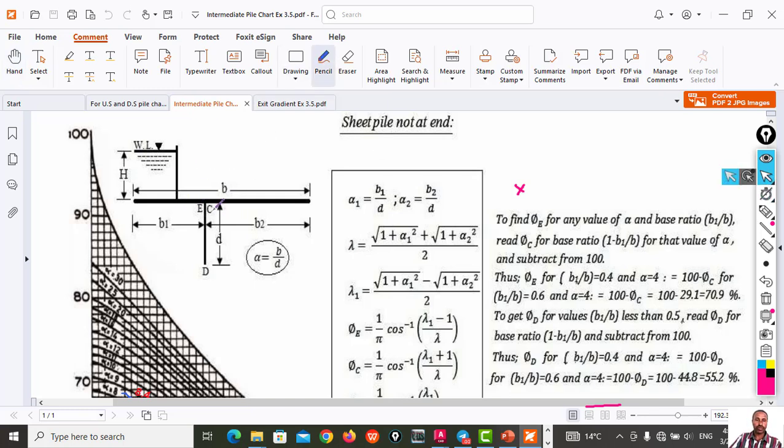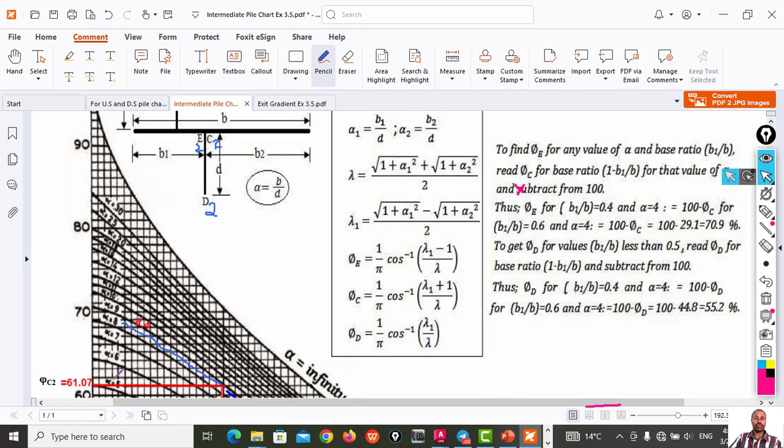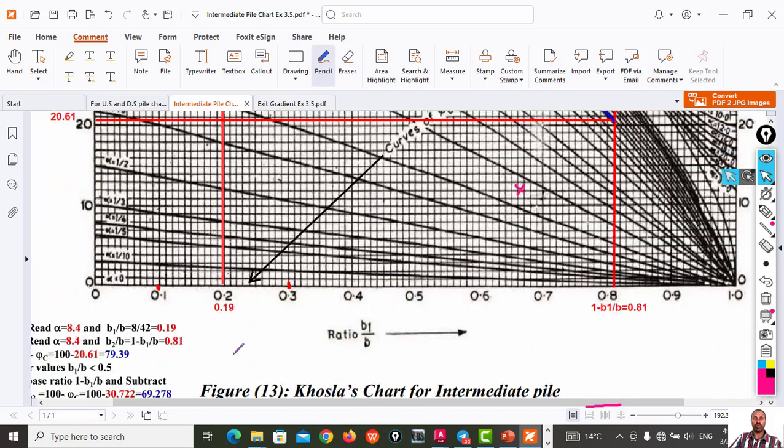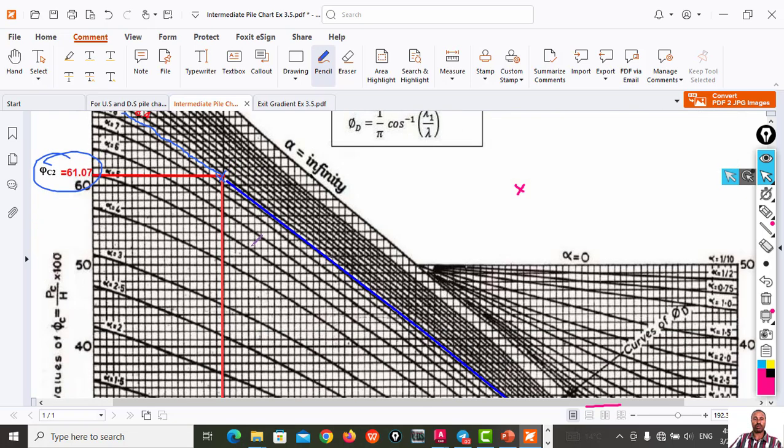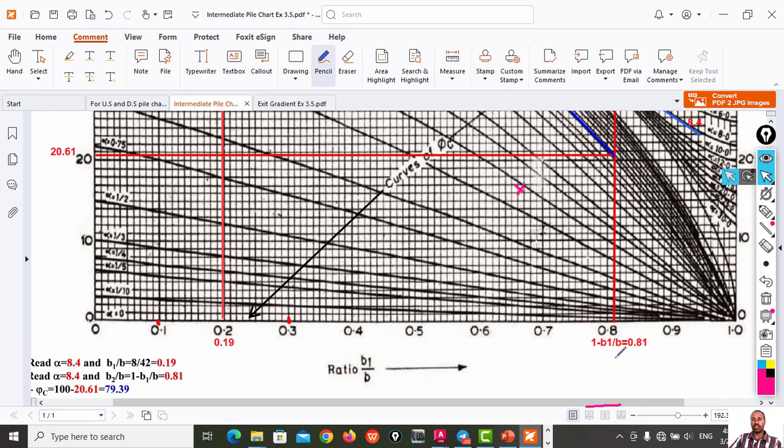This is C2. This is E2. This is D2. Clear? So already phi C2 from the first B1 over B. Then if you meet the alpha values, you go horizontal, this one, so you read out phi C2 automatically. But phi C, you have to go 1 minus B1 over B, which is 0.81.